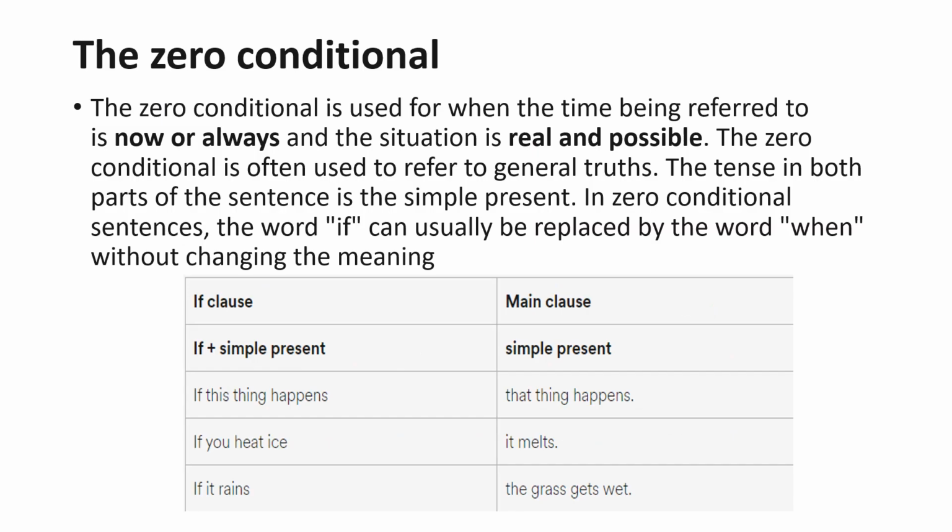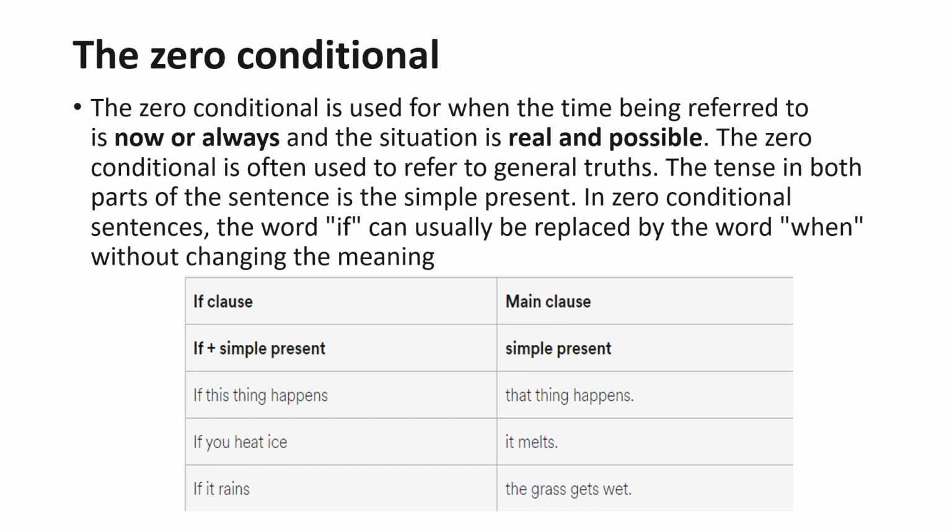Starting from the zero conditional, we see that the zero conditional is used when the time being referred to is now or always and the situation is real and possible. The zero conditional is often used to refer to general truths, so that's the main indication. The tense in both parts of the sentence is the simple present, and in zero conditional sentences, the word if can usually be replaced by the word when without changing the meaning.